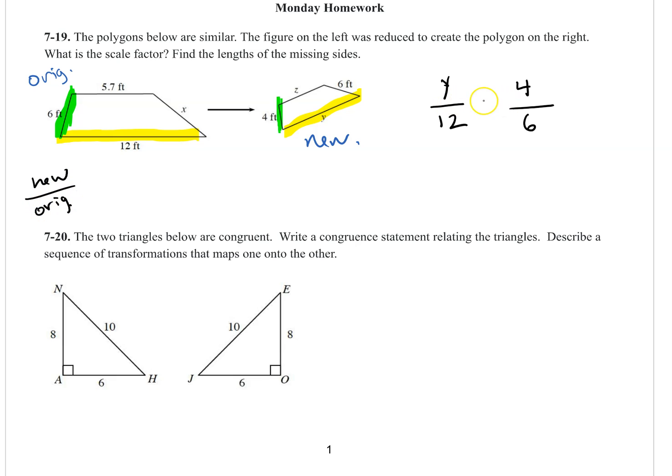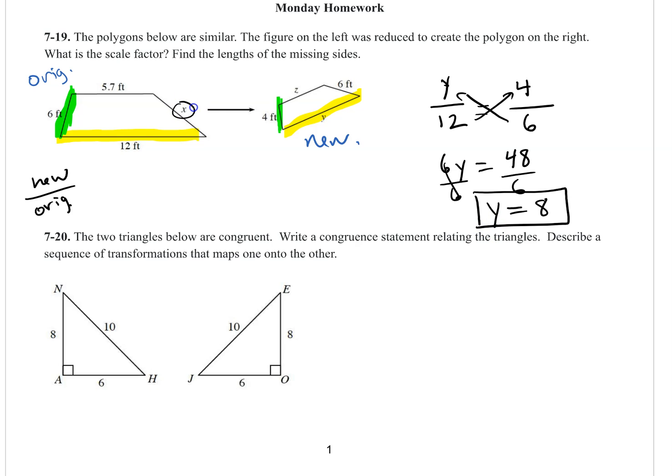All right, now these two proportions should be equal because of similarity. Since they're equal, we can use cross multiplication. 6 times y, that's 6y, equals 4 times 12, that's 48. Divide both sides by 6, and y is equal to 8. So I'll let you find x.